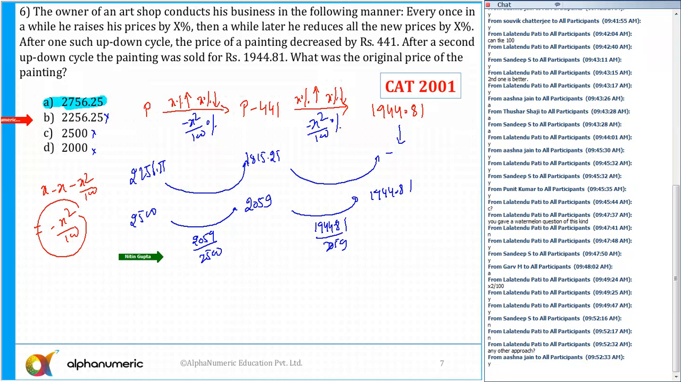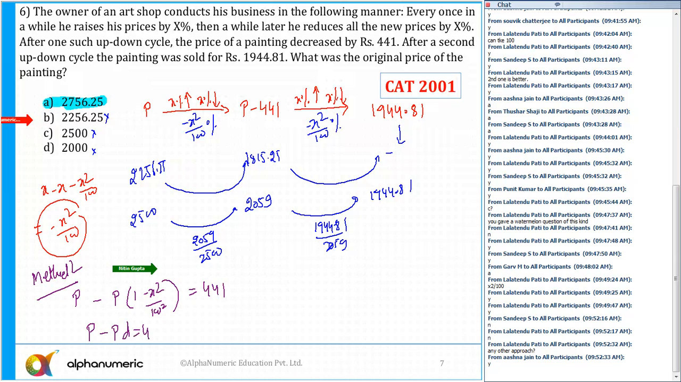The other approach, method 2. Now, we know that for P there is a decrease of minus X square by 100%. Yes or no? So from here I can say the price is P initially minus P into 1 minus X square by 100 square is equal to 441. The difference between these two is 441 after reducing by X square by 100%. So the multiplying factor is 1 minus X square by 100 square. Let's say this value is equal to D. I can say this is P minus PD, which is equal to 441. Just for your calculation, I am assuming 1 minus X square by 100 square as T.